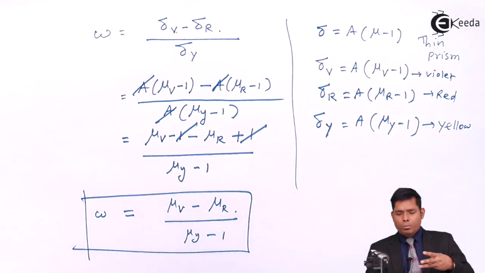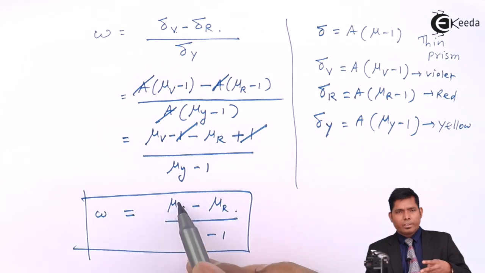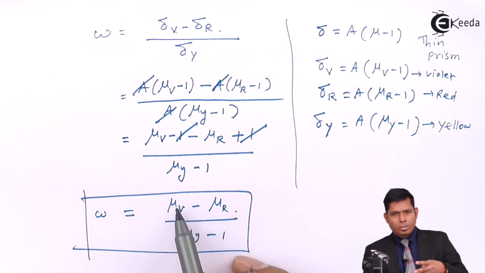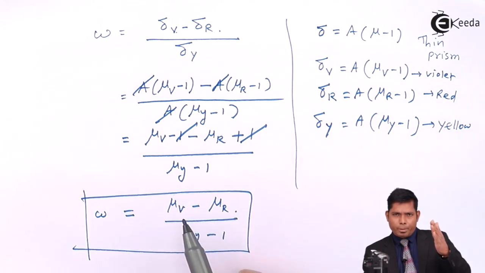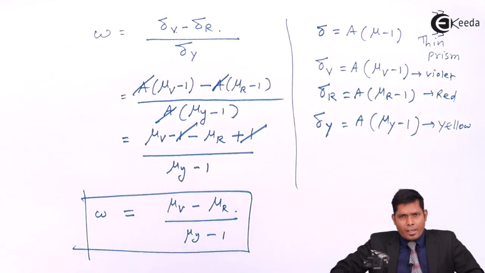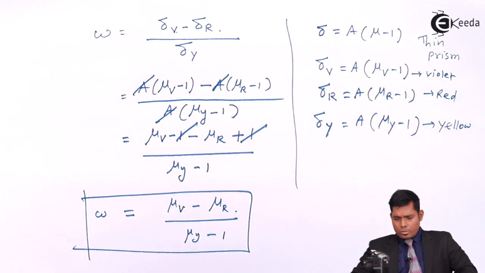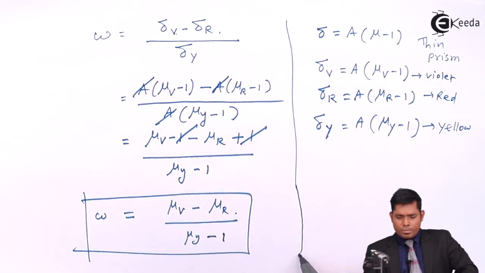The color which is bent most, whose refractive index is higher, will be written first, and then the other color. The color which is bent more has a higher refractive index. So therefore this is positive, and therefore this minus 1 will be written here. So this is the expression for dispersive power.